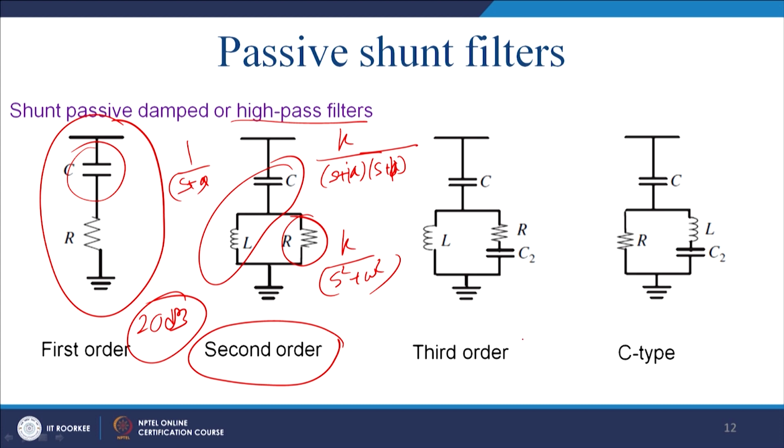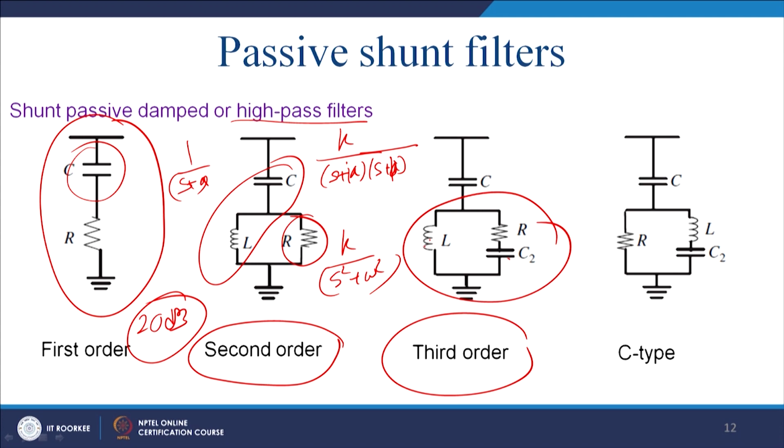And this is the third order filter. You have an L and C, and this combination will give you 40 dB per decade, and with that there will be another 20 dB. So, the total will be 60 dB per decade. And this is a C type filter, a special kind of filter.